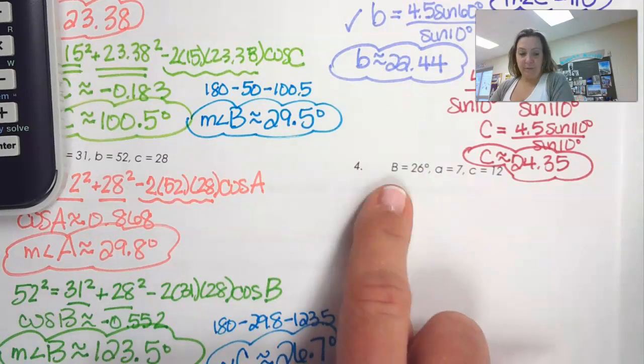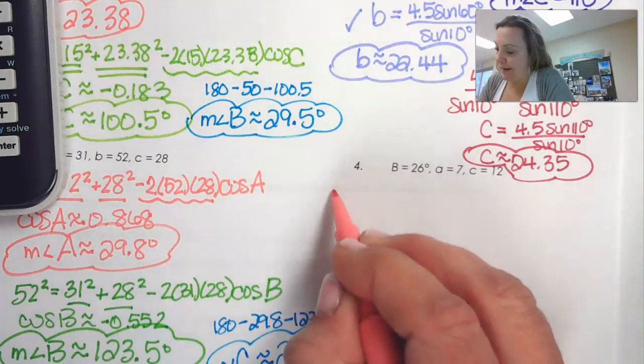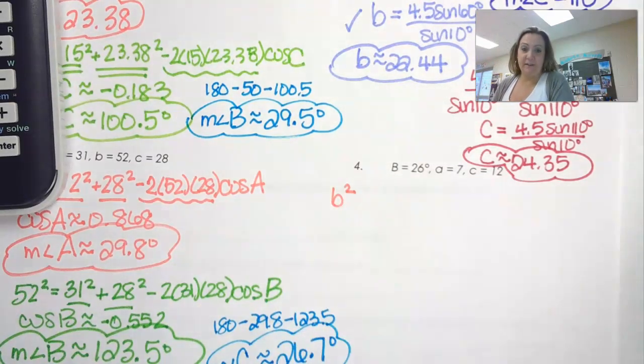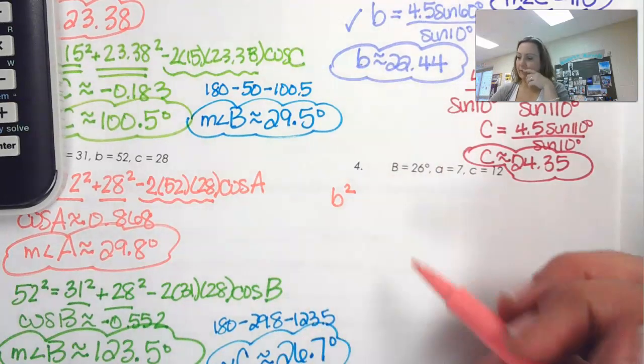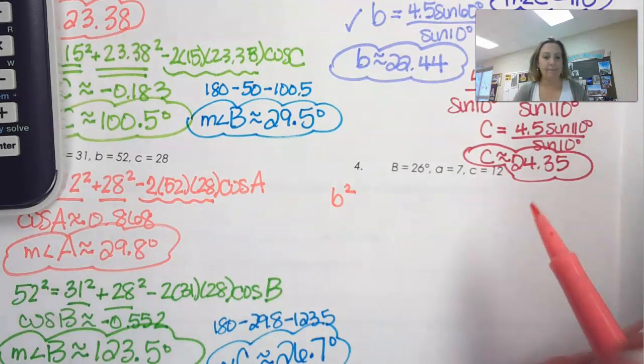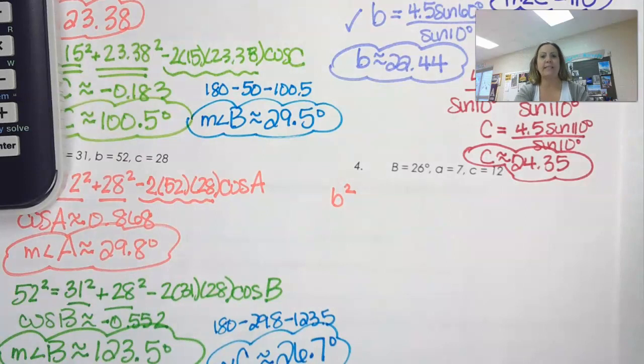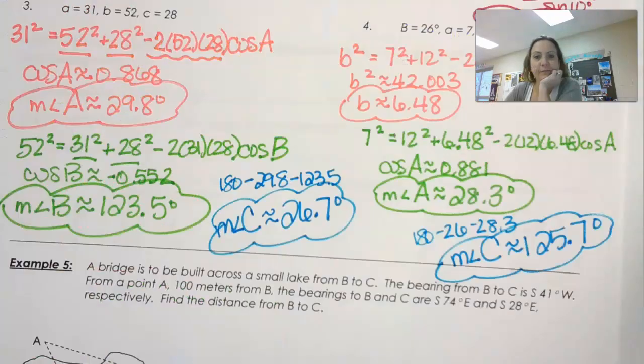And they give me angle B, so I'm going to start by using that and try to find side B. So take a second and try to do this one, because this one is really similar to number 1. So press pause and see if you guys can do this number 4. Okay, and then I'll show you what the answer should look like.